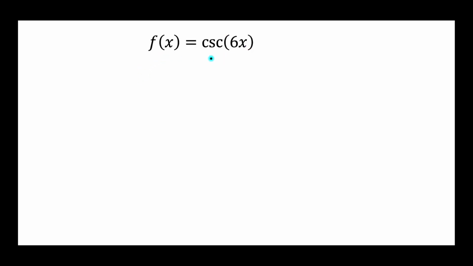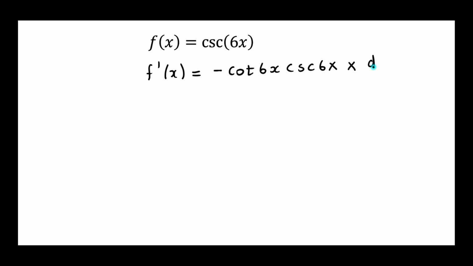Okay guys, here's another example now. f of x is equal to cosecant 6x. How do we go about doing that? Well, once again, we use the chain rule. We differentiate the outer function. The outer function is cosecant. If we differentiate that, f dash x would give me minus cot 6x cosecant 6x, and then I differentiate this.